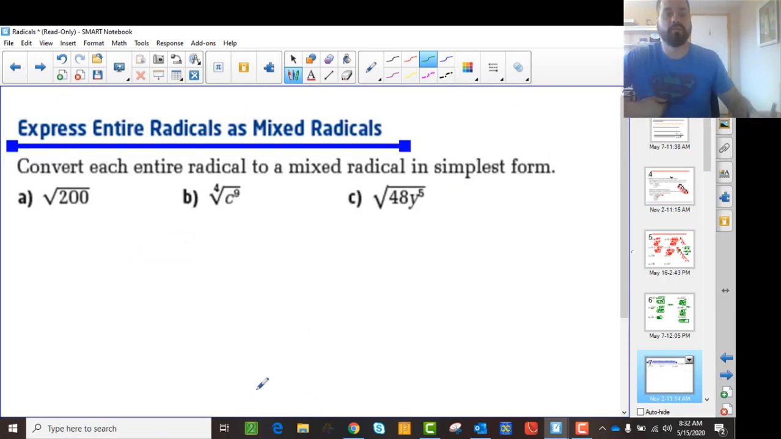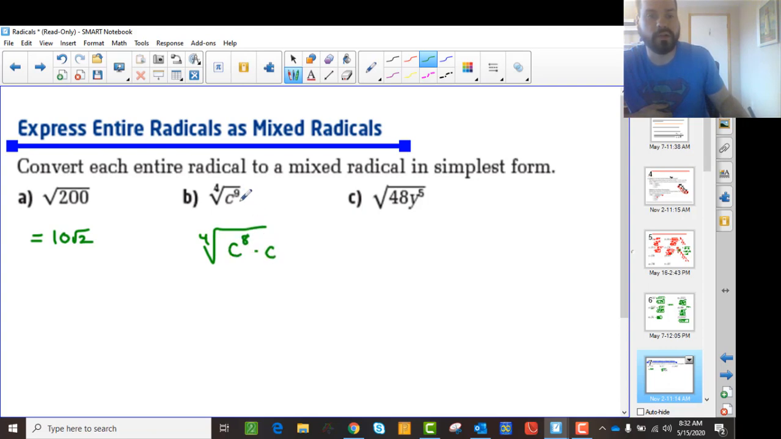Okay, again, we'll just do a couple more here. We already know the square root of 200 because we already did it. So it's 10 root 2. These are from your textbook. But this is the fourth root of c to the 9. When you're doing a fourth root, you're looking for multiples of 4, right? So we're going to split 9 into 8 and 1, and then 8 divided by 4 is 2. So it's c squared and then the fourth root of c, okay?